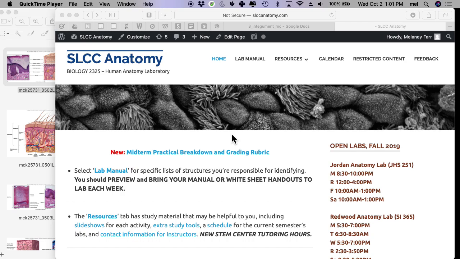Okay, so I want to show you something before we do skin today. The thing that I told you about last time, I posted right here on the top of SLCC Anatomy. It's a little different than it was when I showed you because there were some more arguments that went on. So just go ahead and read through it. It's as clear as we can make it.